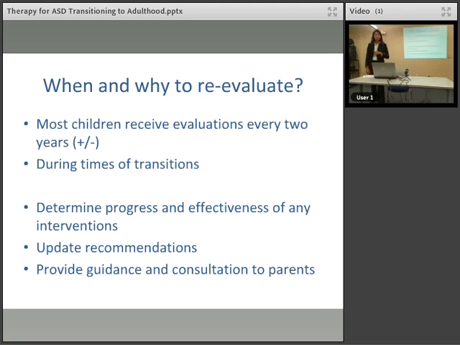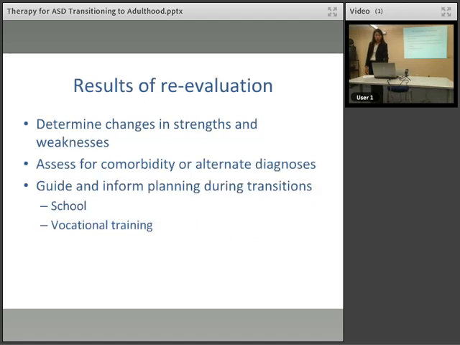So just to reiterate when and why reevaluations take place, it really is important to determine the changes in strengths and weaknesses at a given time. An individual, for example, one who was diagnosed early on, may have presented with a particular cognitive profile, and as they get older, the profile changes and allows us to better see areas where they are stronger or better developed as opposed to different areas of weakness. And it also allows us to really determine whether there are other conditions that are existing at the same time or alternate diagnoses. And it also allows us to plan better for transition times, especially for school or for vocational training.